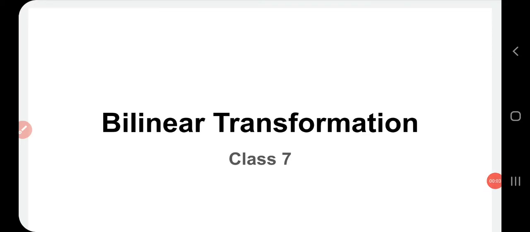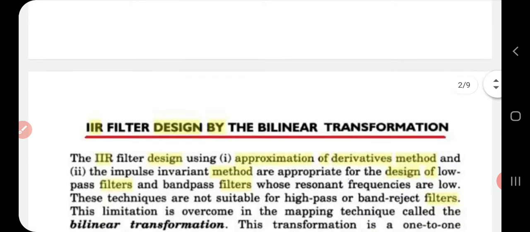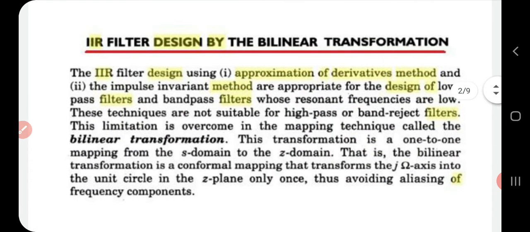Good morning. Today we will learn about bilinear transformation. In the last classes we have studied the various methods of converting an analog filter to a digital filter, which are the approximation of derivatives method and the impulse invariance method. Now finally we are going to learn about the bilinear transformation method.